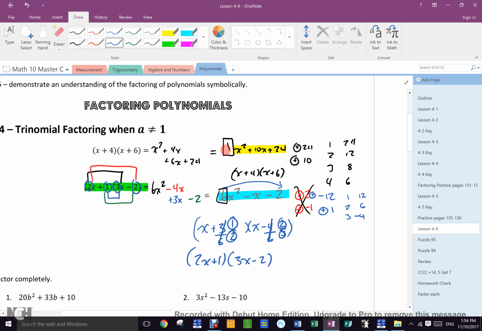I don't like this sorcery. Now, check. Is 2x times 3x 6x squared? Yep. Is 1 times negative 2 negative 2? Yeah. So are we right? Yeah. You're damn skippy.